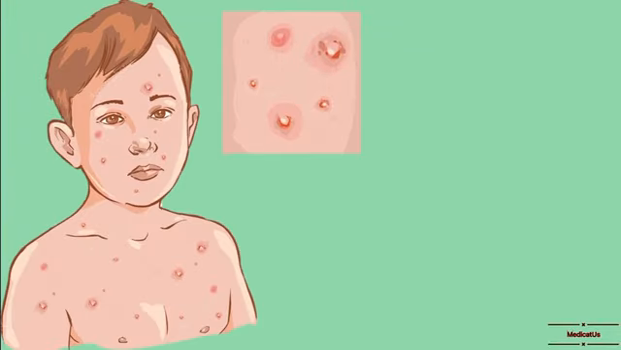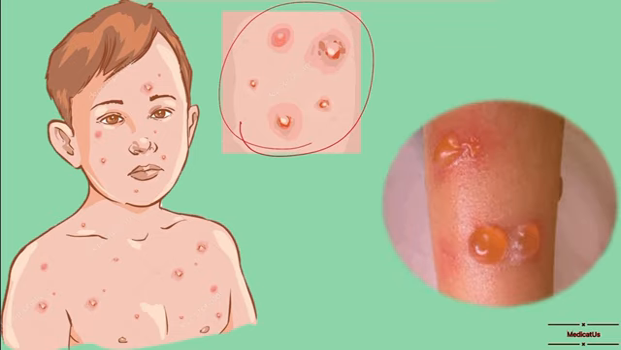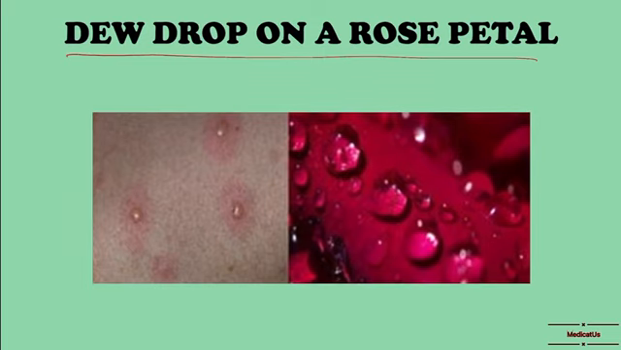And it can be in the form of macules, papules, pustules, vesicles, or it can be pleomorphic. But if chickenpox occurs in an adult, it will be more severe and it will be in the form of hemorrhagic and bullous lesions. Now this dewdrop on a rose petal appearance is a classical description of chickenpox rash. Here you can see this vesicle. It is surrounded by an erythematous area, similar to a dewdrop on a rose petal.